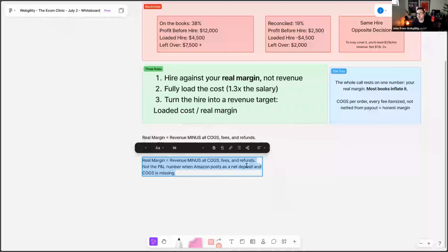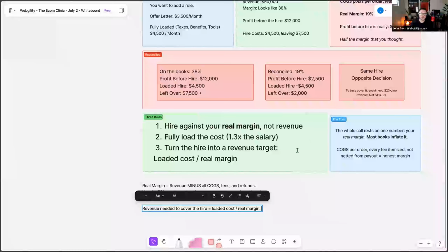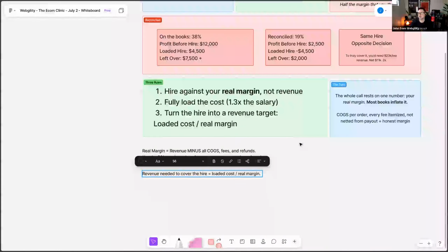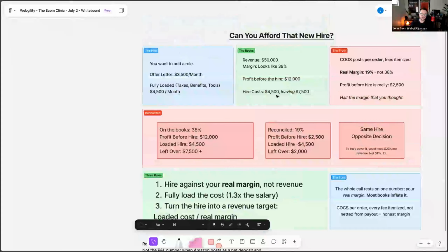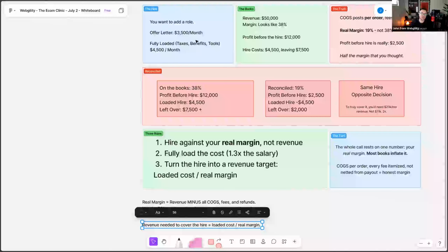So the next equation here: revenue needed to cover the hire equals your loaded cost divided by your real margin. So that $4,500 that we looked at for the loaded hire, divided by 0.19, which is the real margin, the 19%, is about $23,700 a month, right? Versus the almost $12,000 that we put the profit at before. So that's where you're getting the disparity, the gap between the two numbers here.